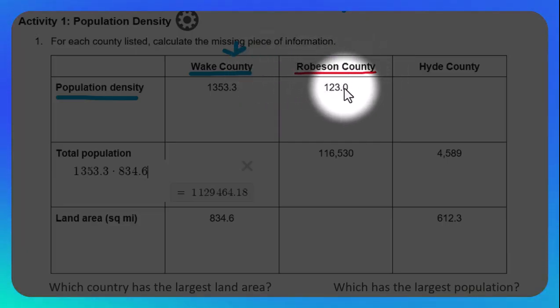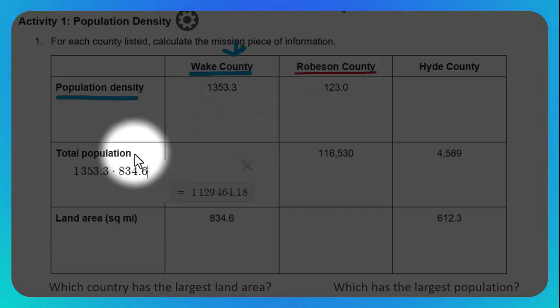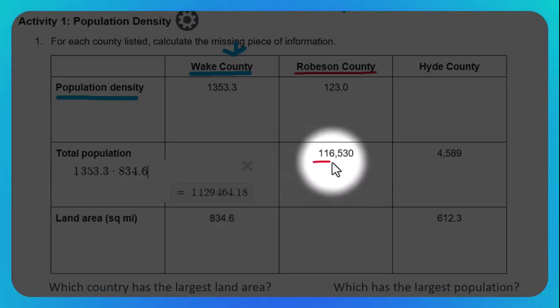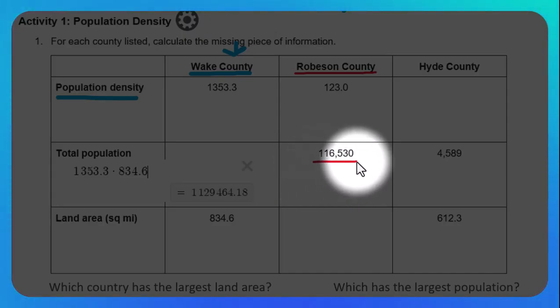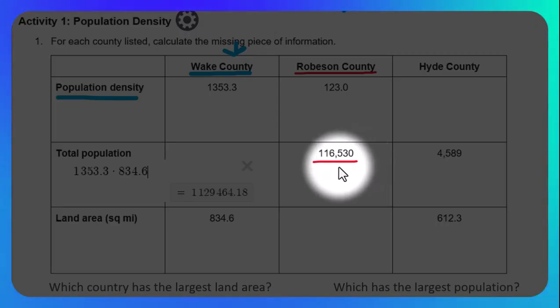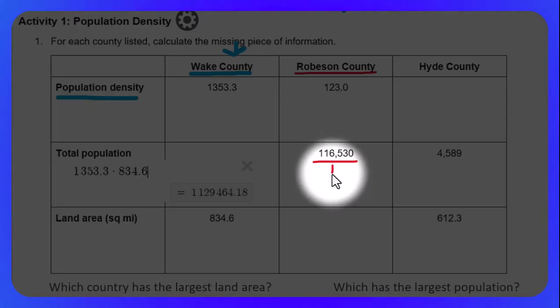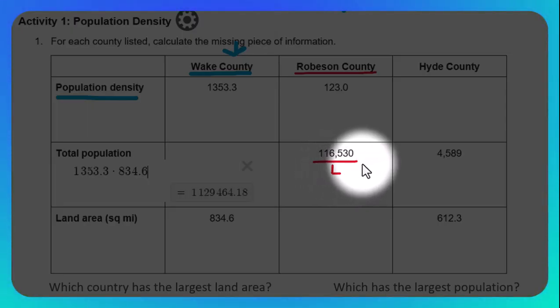Okay, do you remember how we calculated this? Okay, it's going to be total population. This is our total population, 116,530 divided by the land area. So this time I'm going to divide by L. And that's going to give me 123.